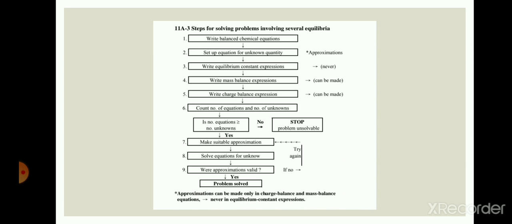Now, if yes, there is an equation for each unknown, so make suitable approximations and solve the equations for the unknowns where the approximations are valid. So the problem is solved. If no, stop: the problem is unsolvable. Approximations can be made only in the charge balance and mass balance equations, never in the equilibrium constant expressions.